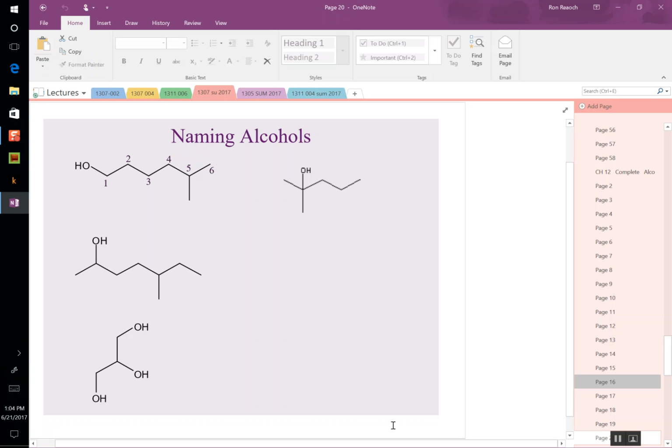All right, so yesterday we started chapter 12. We talked about what alcohols are, some of their properties. We talked about primary, secondary, and tertiary alcohols. Got into how to name alcohols. So let's name this alcohol right there. Name that alcohol.